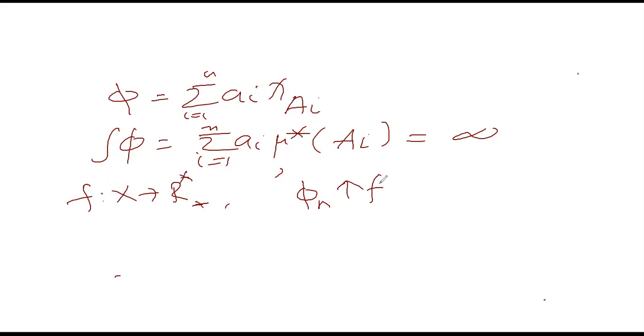Phi n increases to f. Then this limit of the integral of phi n will define the integral of f. This exists as an extended real number, and we can say this is equal to the integral of f. This may be infinity. If it is infinity, then we say f is not integrable, but we can say its integral is equal to infinity. Okay, because f is extended real, the value may be infinity in this case.